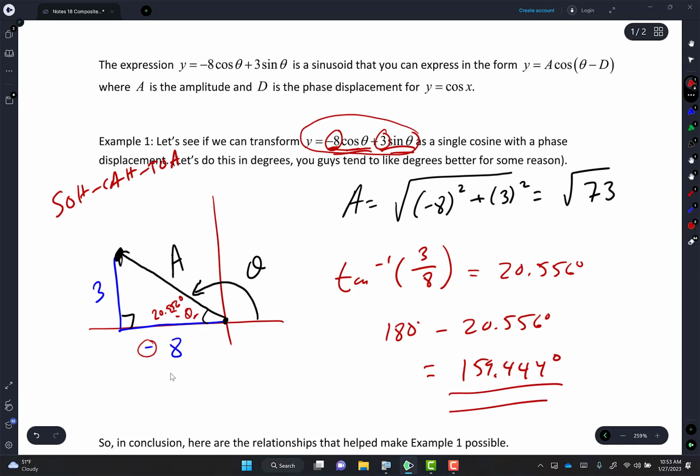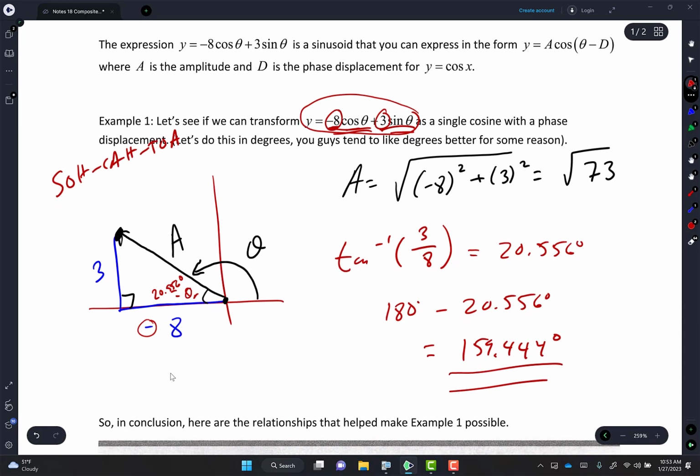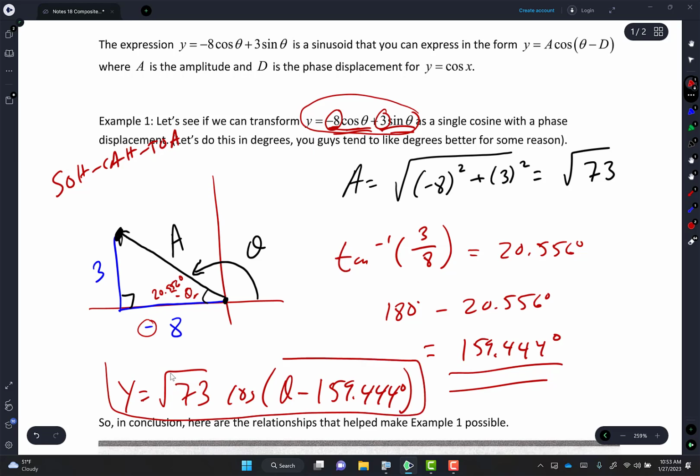All right. So here it is. Here's my equation. Y equals square root of 73 cosine, and I'm going to write theta minus 159.444, put the degree symbol, close it. This, I'm saying, is the same as this. And we're going to find out if that's true right now. You guys ready? I can see your pencils moving, so I'll wait a little bit.